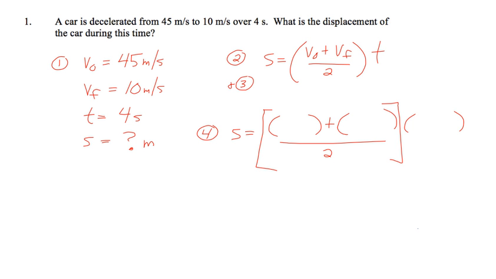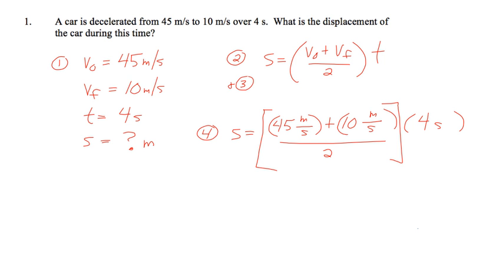And when I replace them, also make sure that you include not just the number, but also the unit. Because I'm not only getting a number, I also need to show that my answer does end up in meters. So plugging in the numbers, I'm going to put in 45 meters per second and 10 meters per second and in 4 seconds.